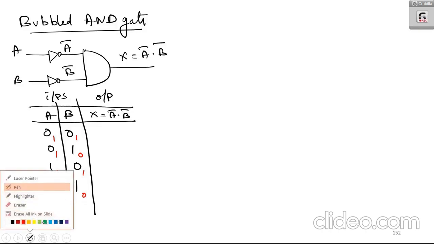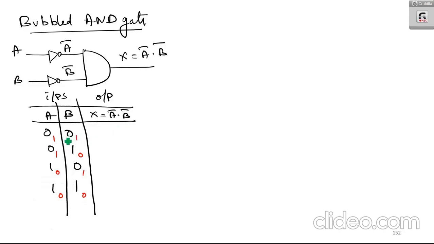Okay. See, what is A bar dot B bar? 1 dot 1 is 1. 1 dot 0 is 0. 0 dot 1 is 0. 0 dot 0 is 0. Therefore, here you will get the output 1 0 0 0.